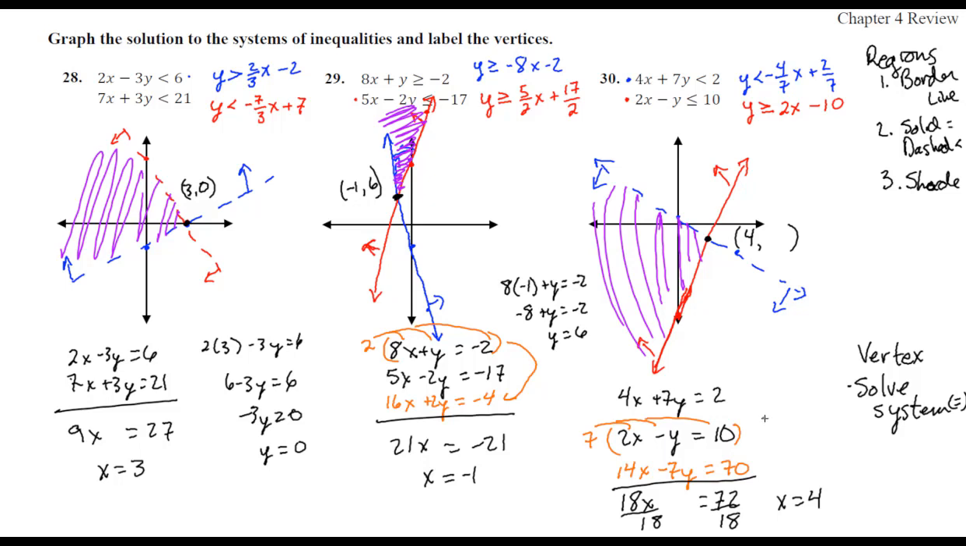Let's try this one. 2 times 4 is 8 minus y equals 10. Subtract 8, we get negative y equals 2. Divide by -1, and y is -2. So 4, -2. Hey, that's kind of close to where it looks like it would be. 4, -2. Excellent.